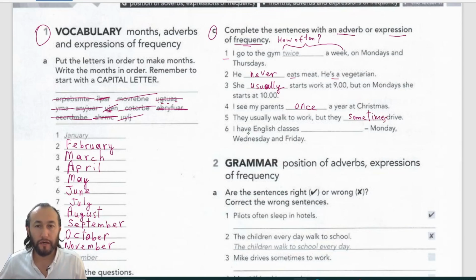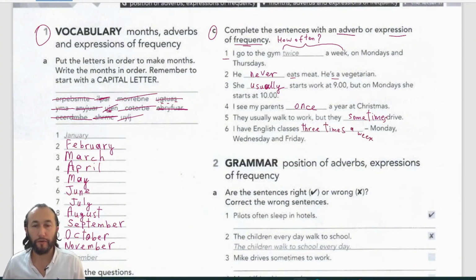Number 6, I have English classes. Now look at Monday, Wednesday, Friday. That will be 3 times a week. I have English classes 3 times a week. That's it.